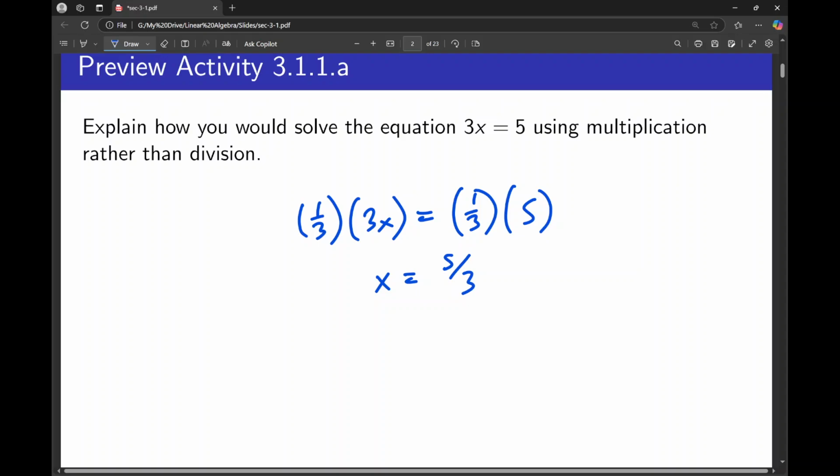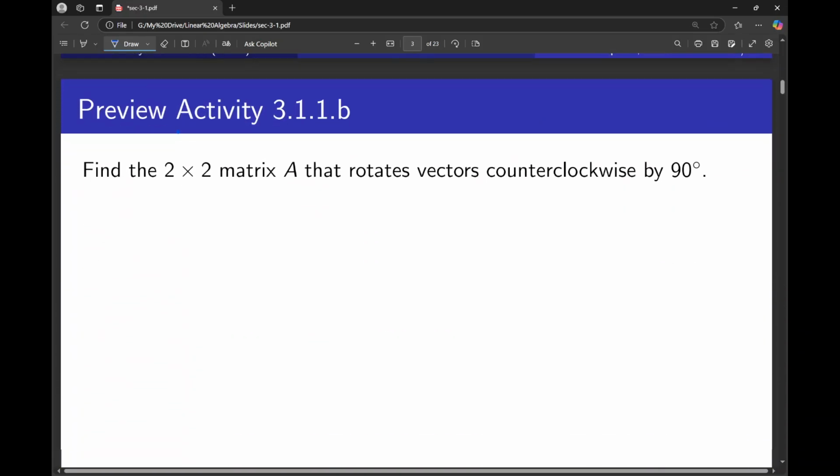The reason we're doing this using only multiplication rather than division is that when we're dealing with matrices, we have multiplication, but we don't have division. And so to solve for things, we need to multiply by the inverse of something. So in this case, I multiply by the inverse of 3. We'll come back to that idea later.